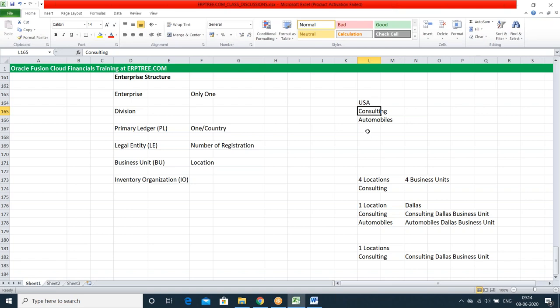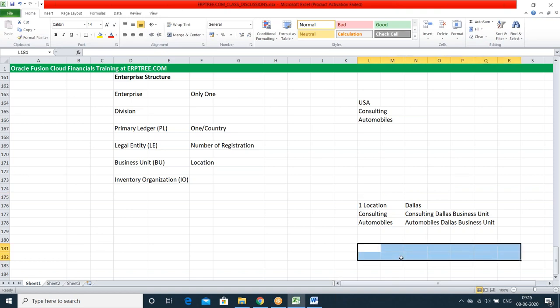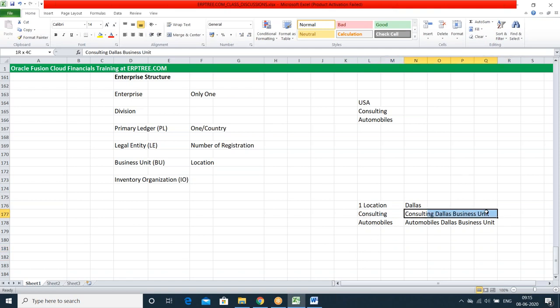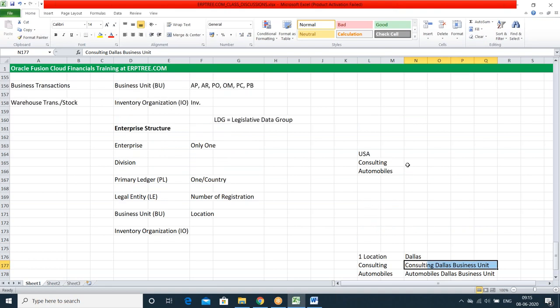and what businesses are they doing? Consulting and automobiles. Say they are doing these in only one location. If it is one location, then for consulting and automobiles, we create two business units.